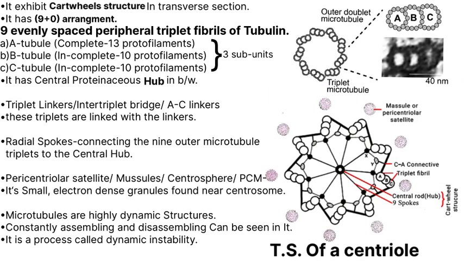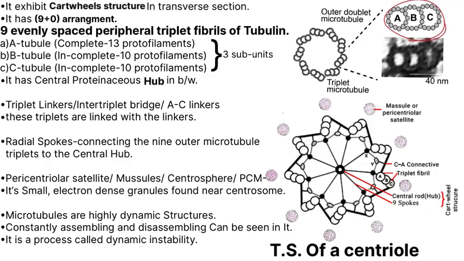The centriole is a highly structured and symmetrical organelle which exhibits a cartwheel structure in its transverse section. The centriole has a 9+0 arrangement. Now let's break down the structure in a little more detail. So the centriole consists of 9 evenly spaced peripheral triplet fibrils of microtubules arranged in a ring. You can count it: 1, 2, 3, 4, 5, 6, 7, 8, and this one is 9.